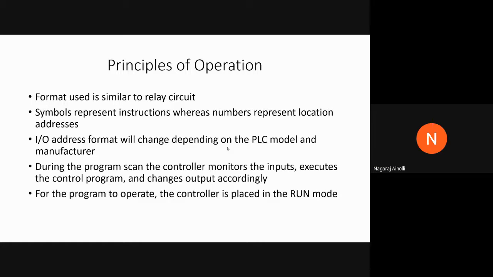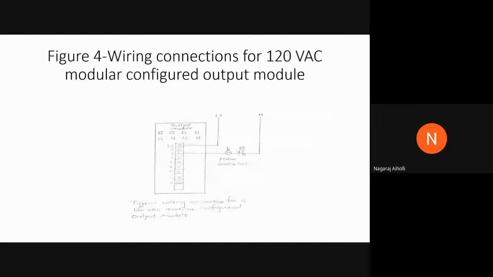Okay, this is for the output module. Similarly, as for the input module, the output module is connected. These are the various output terminals to which the output field devices are connected. Here the motor is connected. Typical wiring connections for a 120 volt AC modular configured output module.